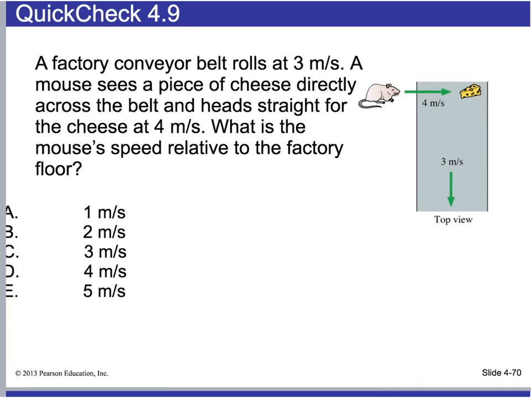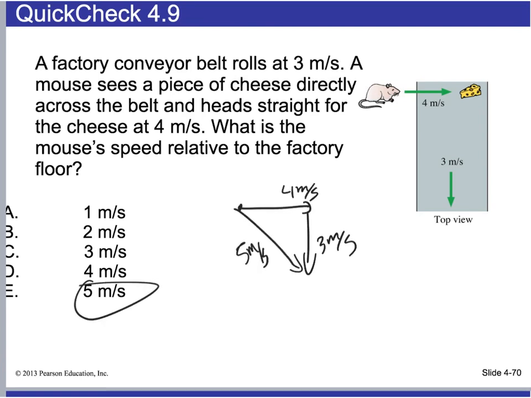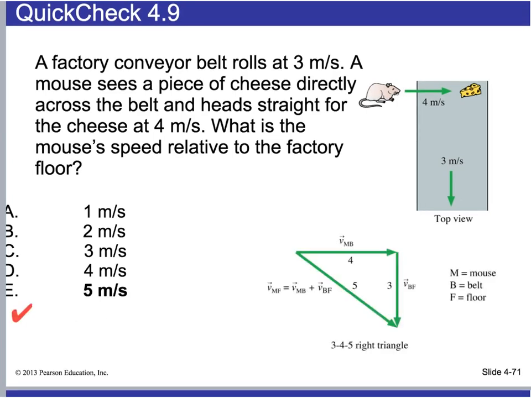A factory conveyor belt rolls at 3 meters per second. A mouse sees a piece of cheese directly across the belt and heads straight towards the cheese at 4 meters per second. What is the mouse's speed relative to the factory floor? It's just a Pythagorean theorem question. You've got 4 meters per second this way, and 3 meters per second this way, and his speed would be 5 meters per second this way. Good old Pythag.